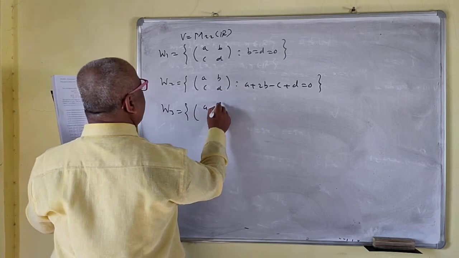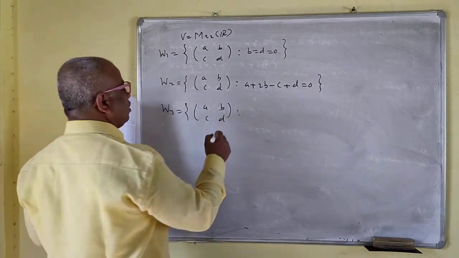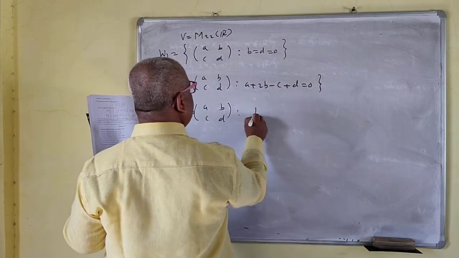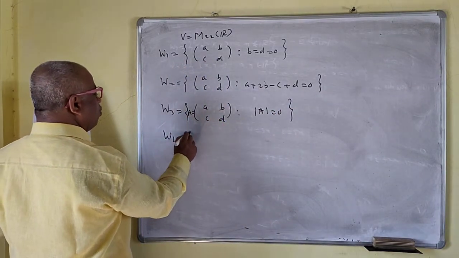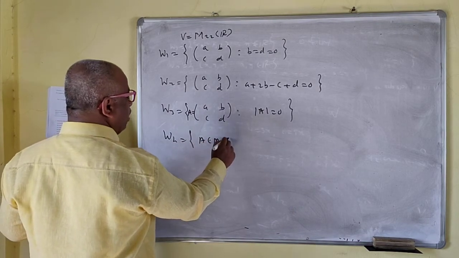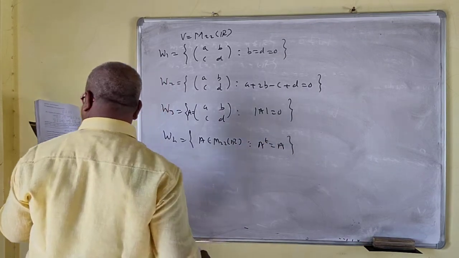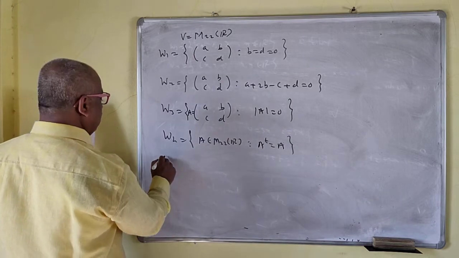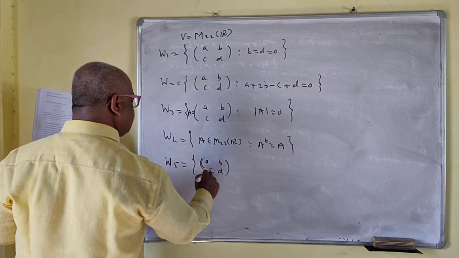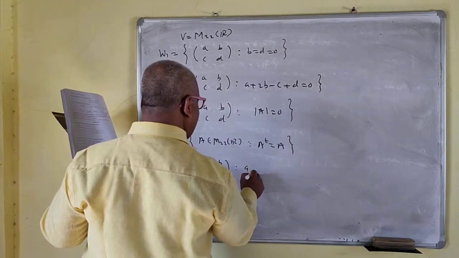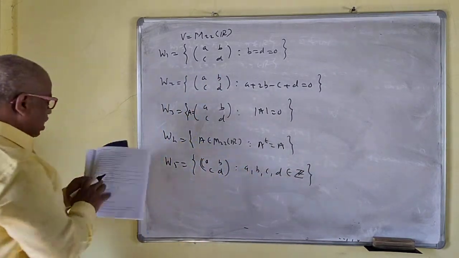Orally I have to say, oral discussion. Okay, so we have to judge whether this is a subspace. So we will write W3 as determinant A is equal to 0. Then W4 is equal to A belongs to M 2 by 2 over R such that A transpose is equal to A, and W5 is equal to A, B, C, D such that A, B, C, D belong to Z. Z means they are the integers.